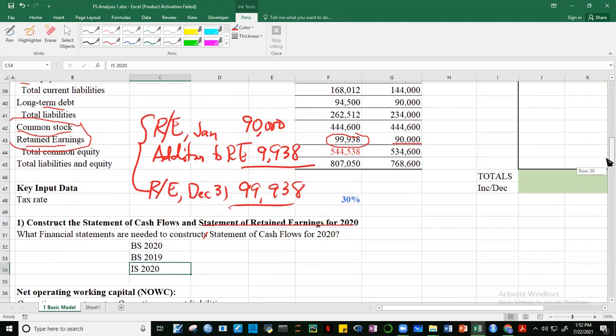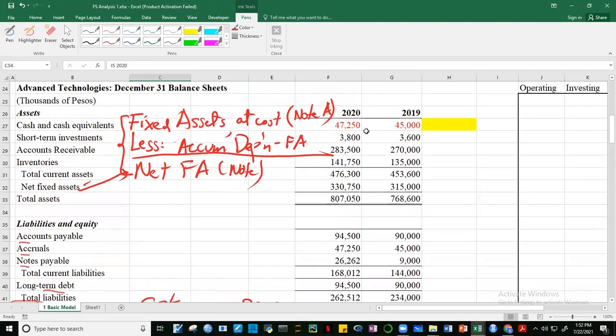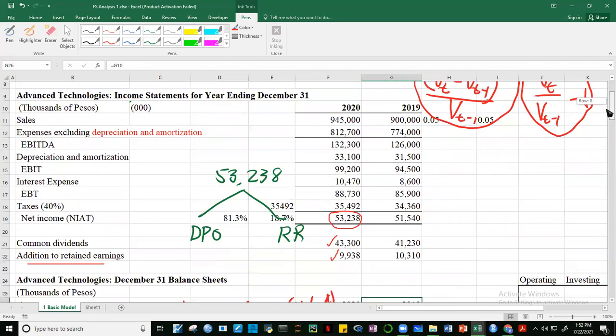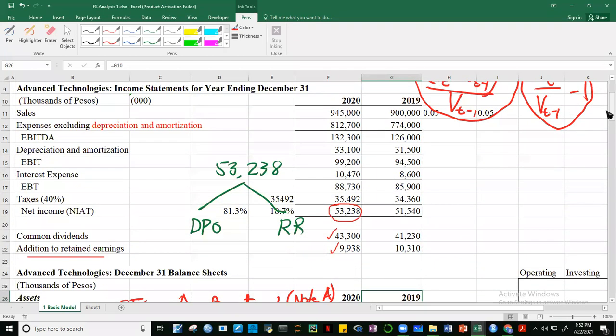So do we have all of this? Balance sheet 2020, we have. Balance sheet 2019, we have. Then income statement 2020, we have. Okay. Can we construct the statement of cash flows for 2019? Yes or no?